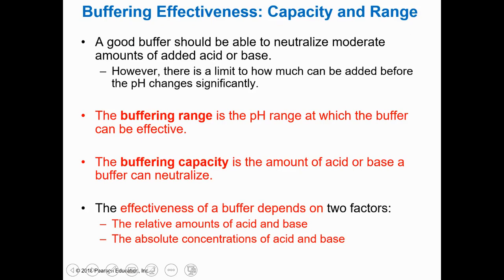All right, your buffering range is the pH range where your buffer is effective. And again, that's plus or minus 1 of the pKa or pKb. That's what it's going to be. Your buffering capacity is the amount of acid or base your buffer can neutralize. And the effectiveness of your buffer is related to the amount of acid and base, but also the concentration of your acid and conjugate base.